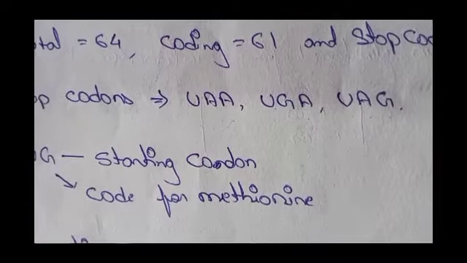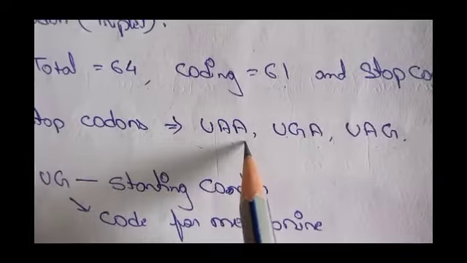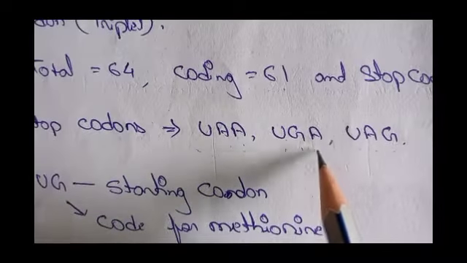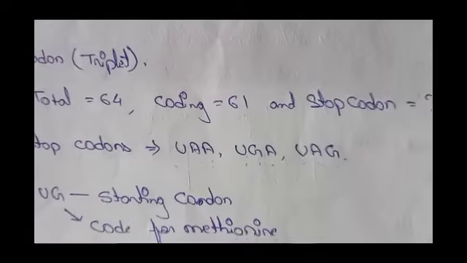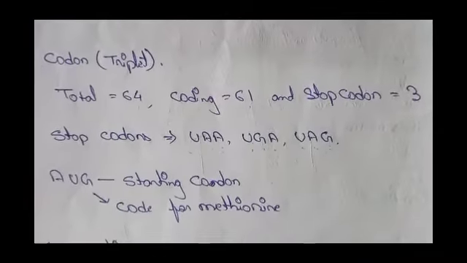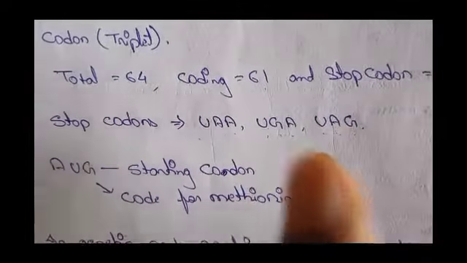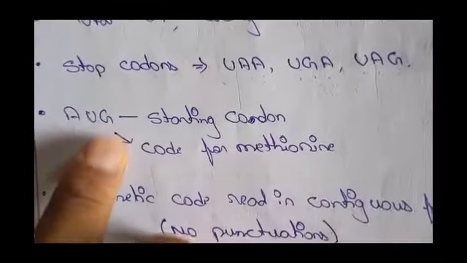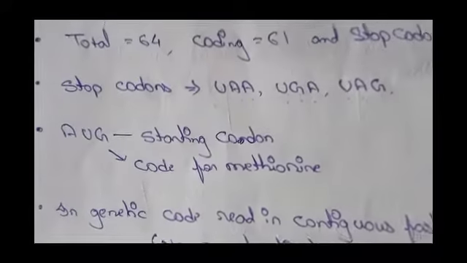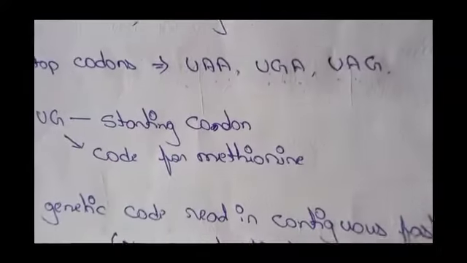The shortcut in Hindi is Ullu Aya Aya, Ullu Gaya Aya, and Ullu Aya Gaya. This is the tip to remember that the stop codons are of this type. Okay, and the starting codon is AUG. AUG is the starting codon, and it codes for methionine.